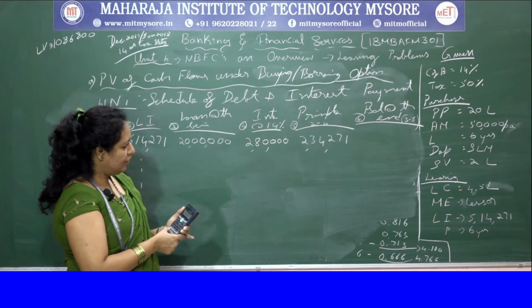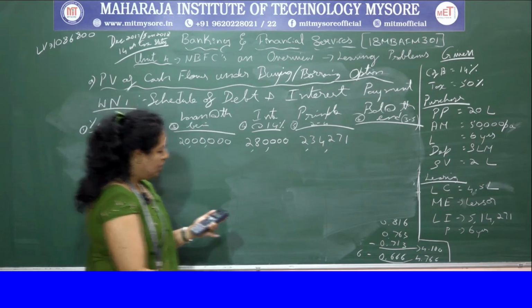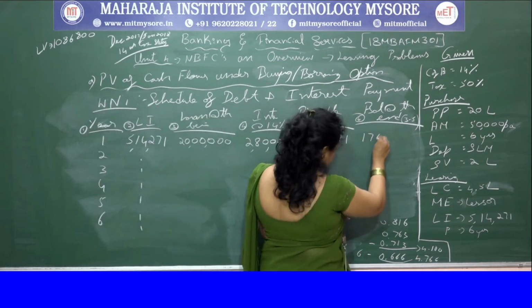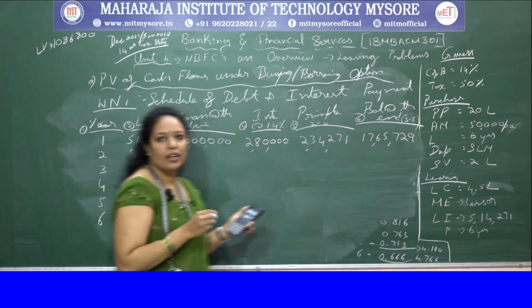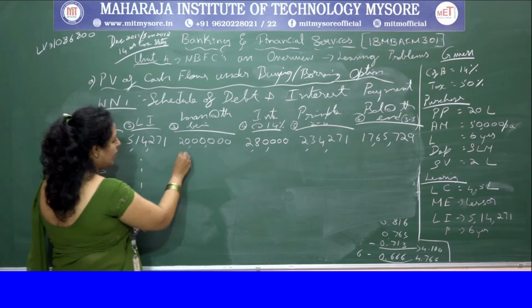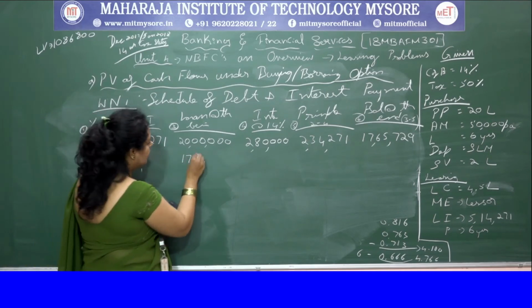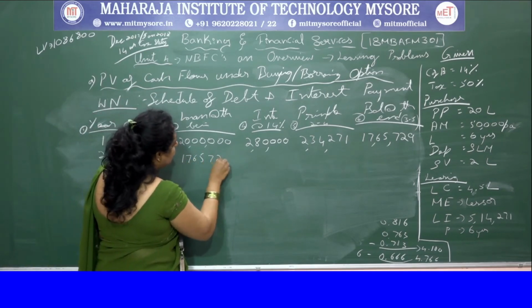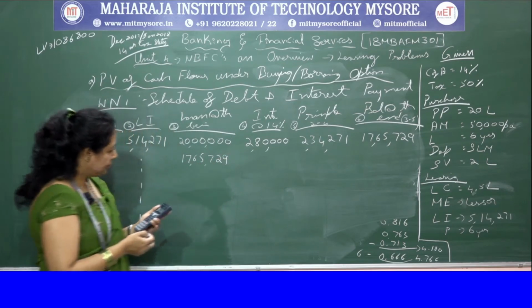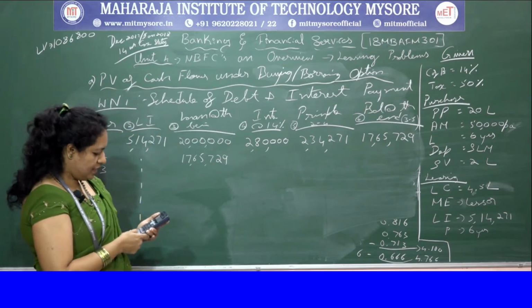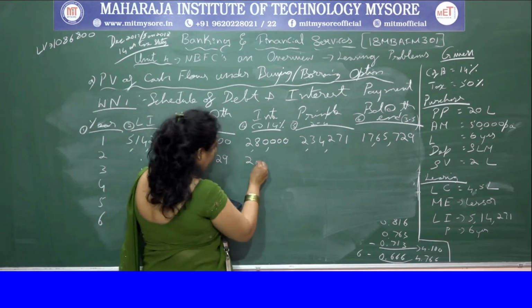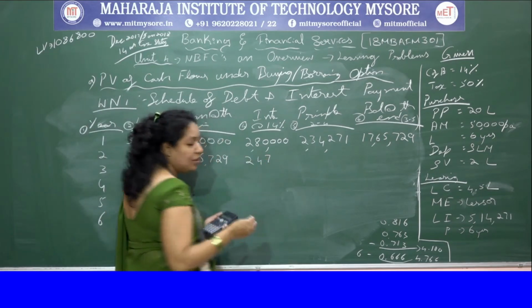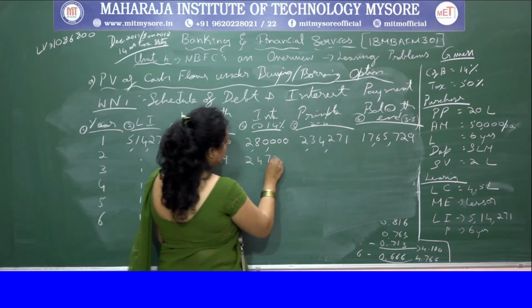minus 2,34,271. It is 17,65,729. I'll retain the same 65,729. On this 14% you get 2,47,202.